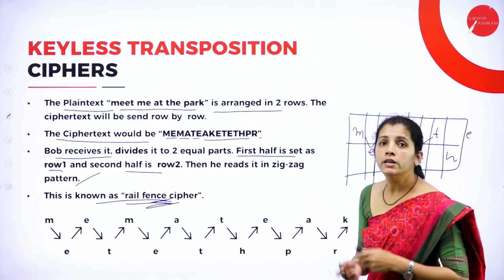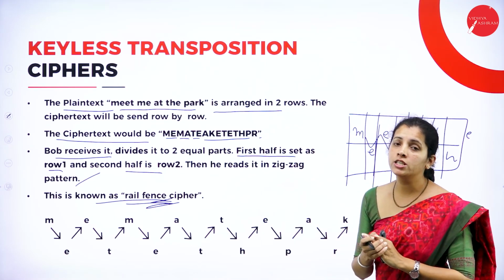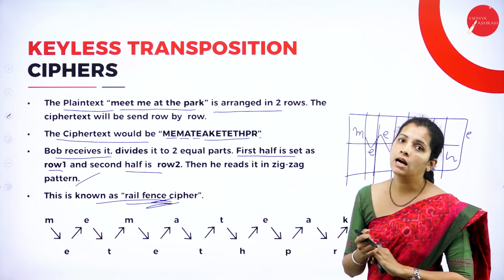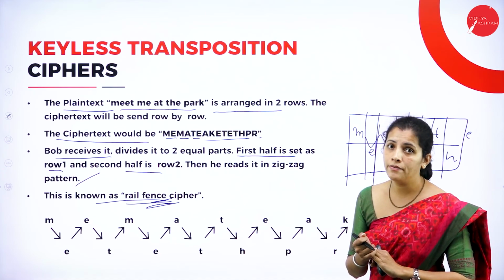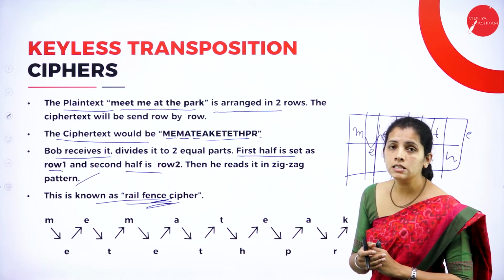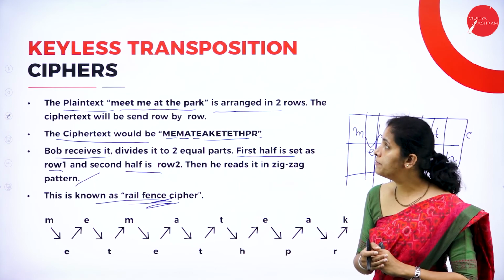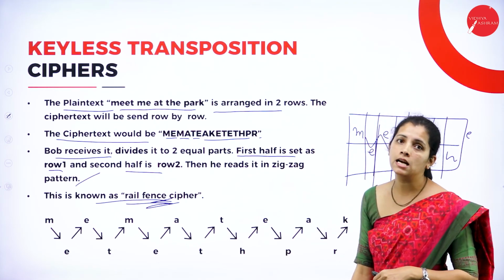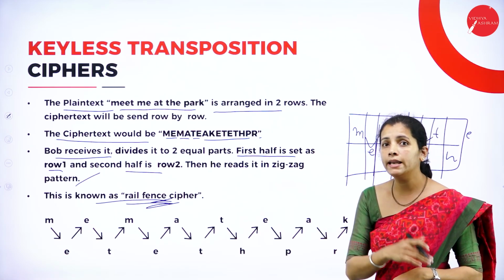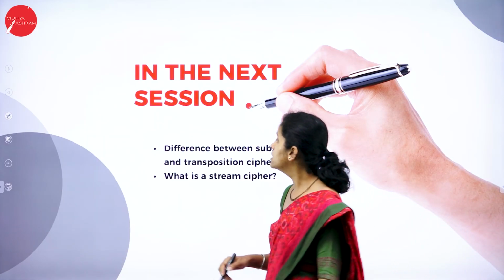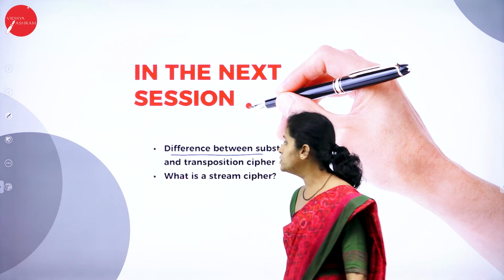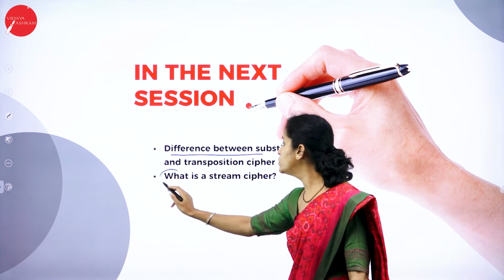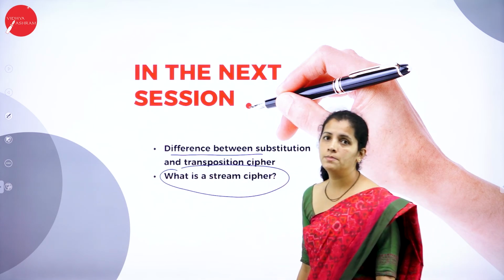Now, dear student, in today's session, I started with Playfair cipher. Along with that, I started with Key Cipher. Along with that, I discussed what is transposition cipher. In that, I discussed rail fence or keyless transposition cipher. And in my next session, I'm going to deal with the difference between substitution and transposition cipher. Along with that, I'm going to deal with what is a stream cipher.